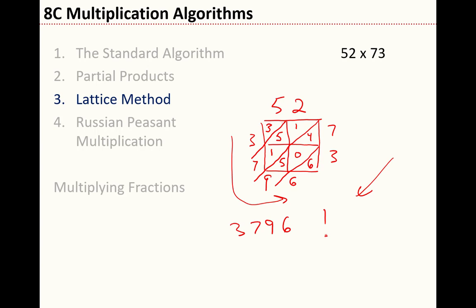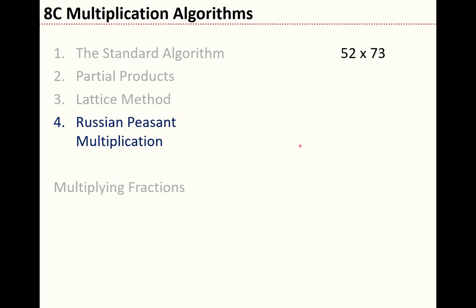The last method I want to talk about is Russian peasant multiplication. Sometimes this is just called Russian multiplication or peasant multiplication. I even today saw a site that called this Egyptian multiplication. So there are some different methods. To make things a little bit easier, I'm going to change the problem a little bit. 52 times 17. 52 and 17.